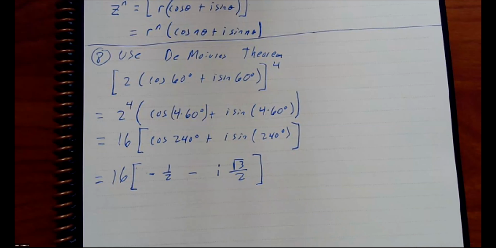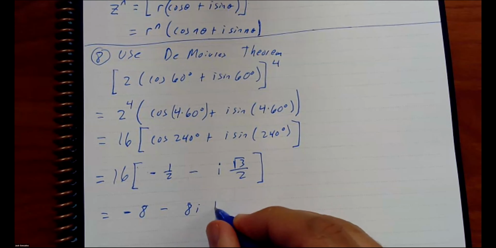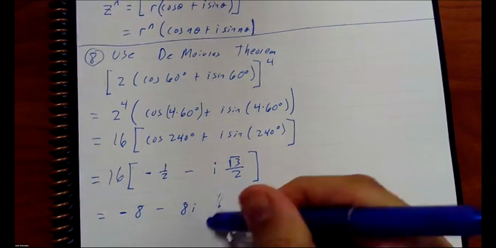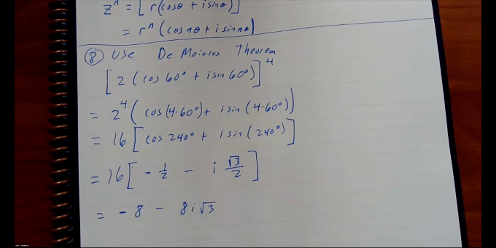Okay, so multiply your 16, that'll be -8 minus 8i root 3. Any questions on number 8?